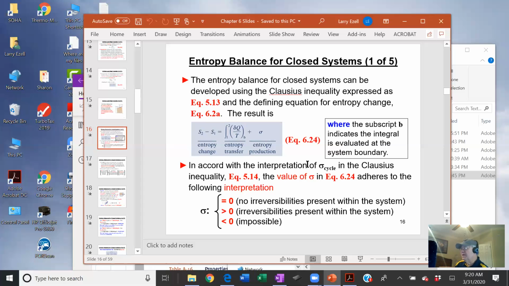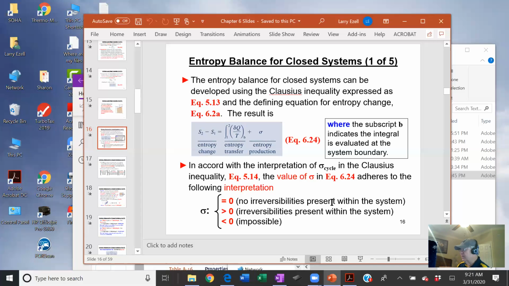In accordance with the interpretation of alpha in the Clausius inequality of 5.14, the value of alpha in equation 6.24 has the same meaning. Alpha equals 0, perfect process. No irreversibilities, no friction, no heat transfer that causes changes in the atmosphere. That heat transfer is reversible except it causes changes in the atmosphere, and you can't really reverse that. So heat transfer is irreversible. So if it's 0, no irreversibilities are present.